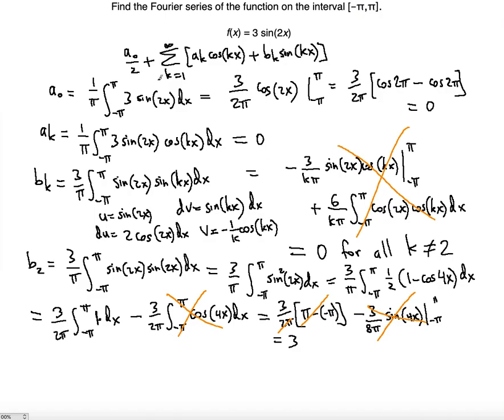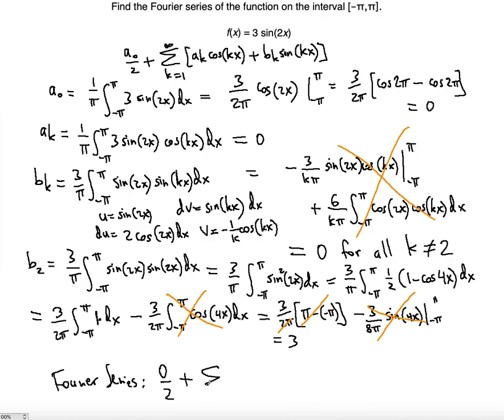So what do we have as a result? We have a subscript 0. We have it as 0. A subscript k was 0. This is something for you to try out by yourself. And the b subscript k is 3 only when k is equal to 2. Right, so we can write this as, using this formula, we will have a naught over 2, which is 0 over 2, plus this part is 0, right?